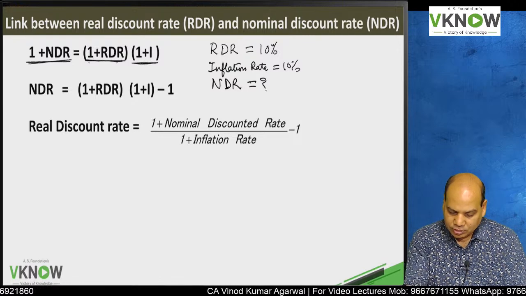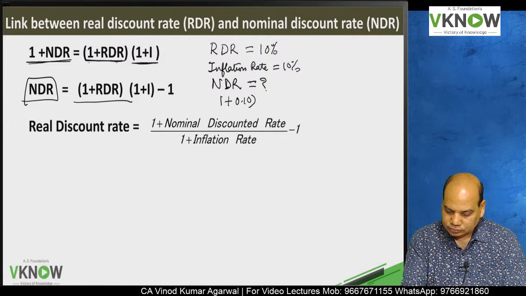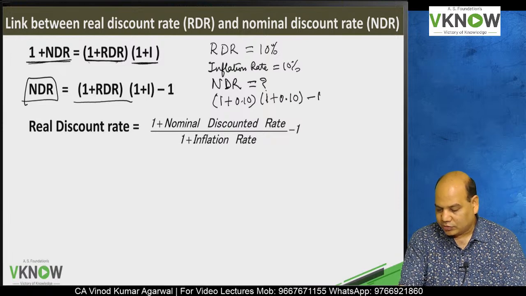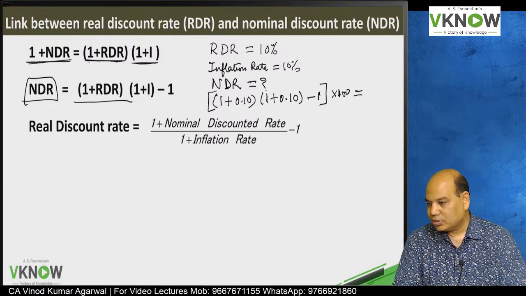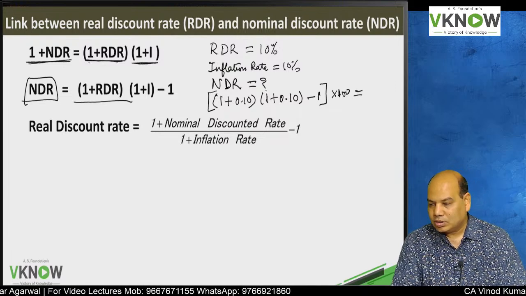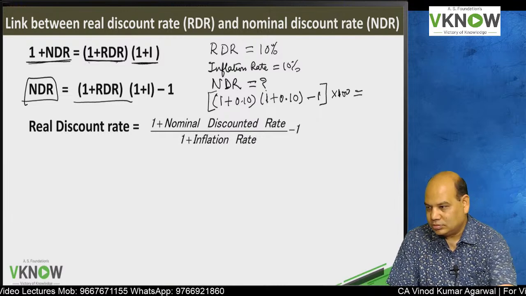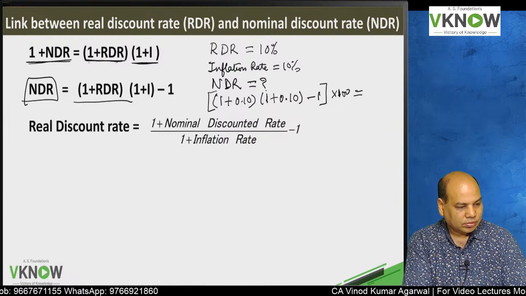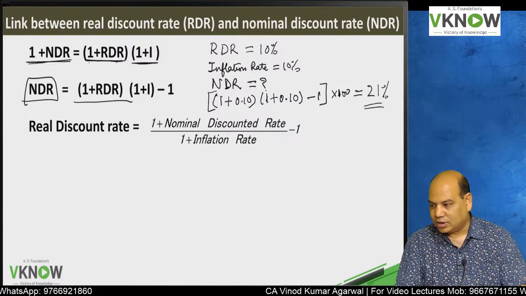The answer will be nominal discount rate equal to 1 plus real discount rate into 1 plus inflation rate, minus 1, and then after that you multiply by 100 to get the percentage. Who will give me the answer? Please reply, what will be the nominal discount rate in this example I have written? Anybody answer? Divya, answer please. Anoop, anybody answer? 21%. Okay, 21% is the right answer.